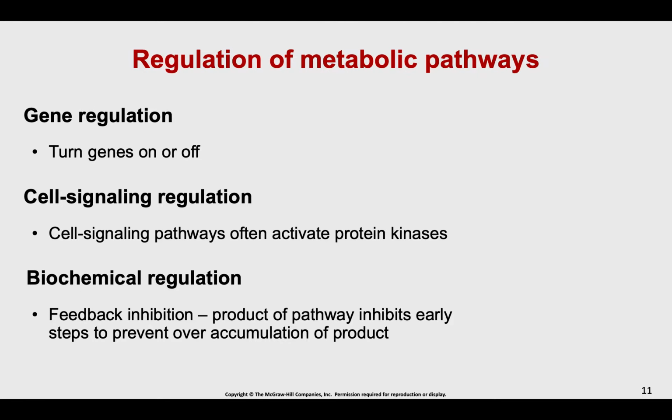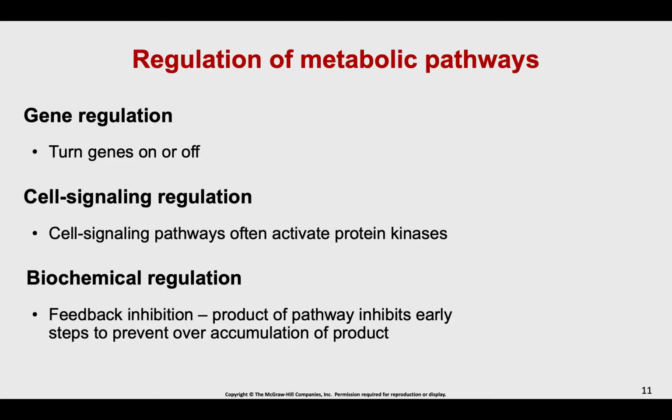All right, so we talked about redox reactions. We've talked about NADH. We've talked a little bit about the overview of metabolism. But with everything in our body, there's going to be regulation involved. We can regulate our metabolism in three different ways: it can be genetic, it can be through cell signaling, or it can be through biochemical regulation.